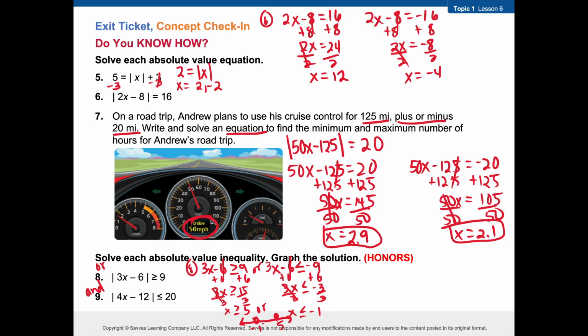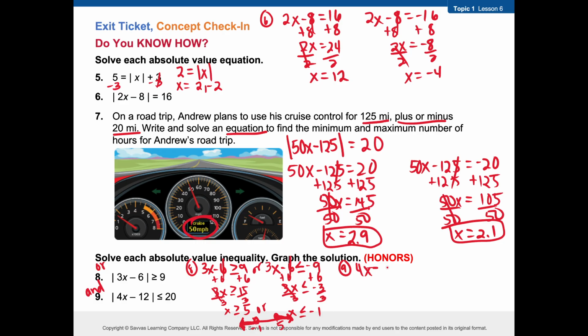Negative 1, positive 5. They both have an equal sign, so they're both solid circles. Numbers greater than 5 are to the right. Numbers less than negative 1 are to the left, shaded apart.